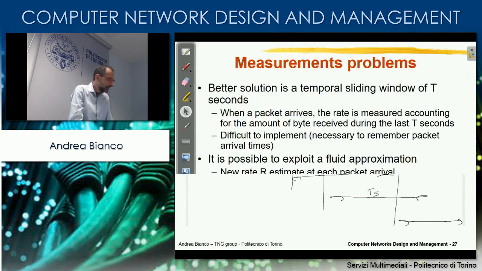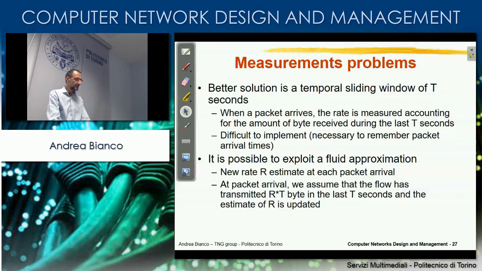So this is what is written here. It's the fluid approximation part. It is possible to exploit a fluid approximation: the new rate estimate at each packet arrival. At packet arrival, we assume that the flow was transmitted in the past at rho times T, where rho is the rate and T is the duration of the window. And then you update, of course, the estimate and so on and so forth. So even this problem, which looks very simple, almost trivial, is not really so trivial at the end. Any further question about it?